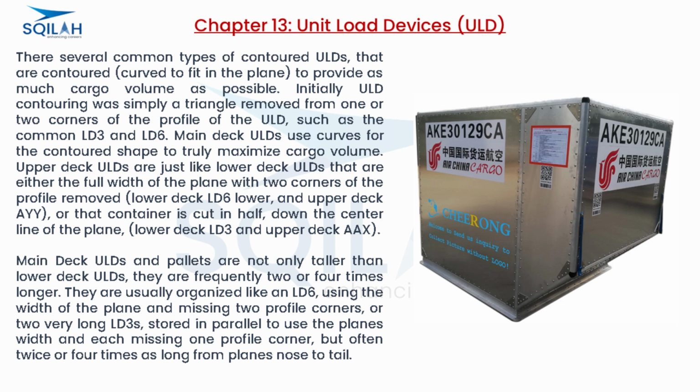Main deck ULDs and pallets are not only taller than lower deck ULDs, they are frequently 2 or 4 times longer. They are usually organized like an LD6, using the width of the plane and missing 2 profile corners, or 2 very long LD3s, stored in parallel to use the plane's width and each missing 1 profile corner, but often twice or 4 times as long from plane's nose to tail.